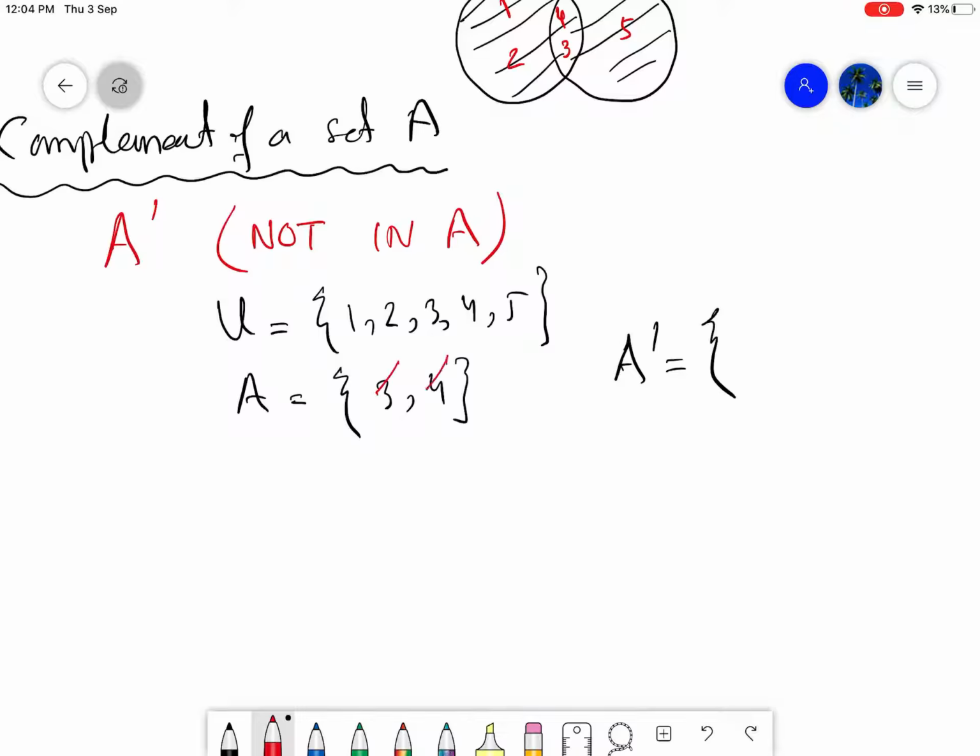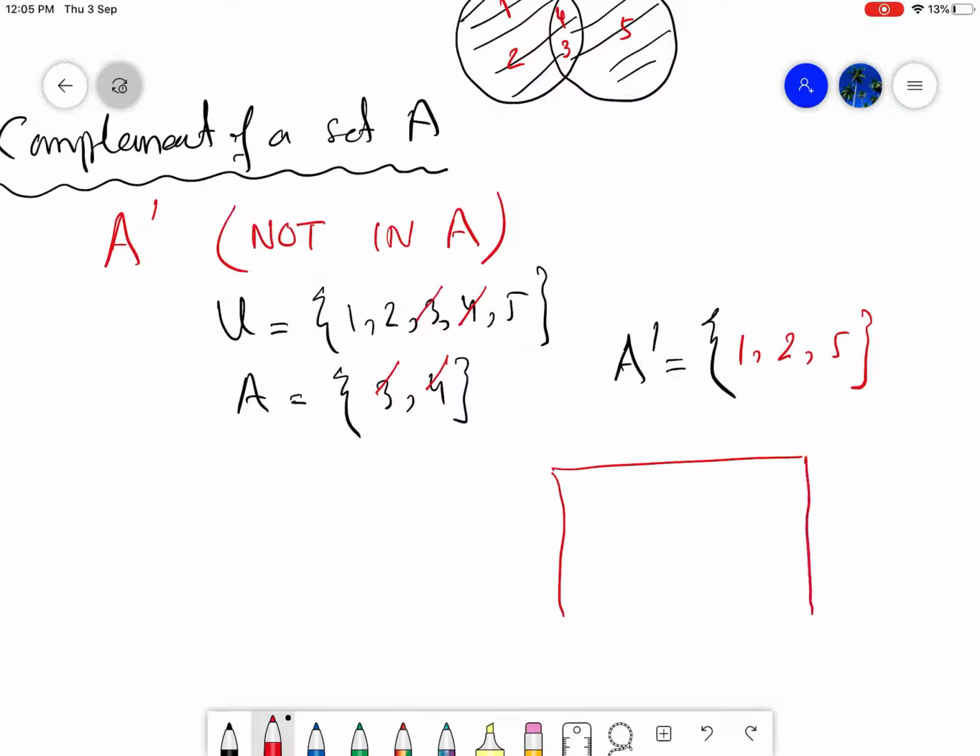So elements of A are 3 and 4. So you can cut 3 and 4 from the universal set. So what are the remaining elements? 1, 2, and 5. You can see that these remaining elements are not part of set A. So that is your answer for the complement of a set.